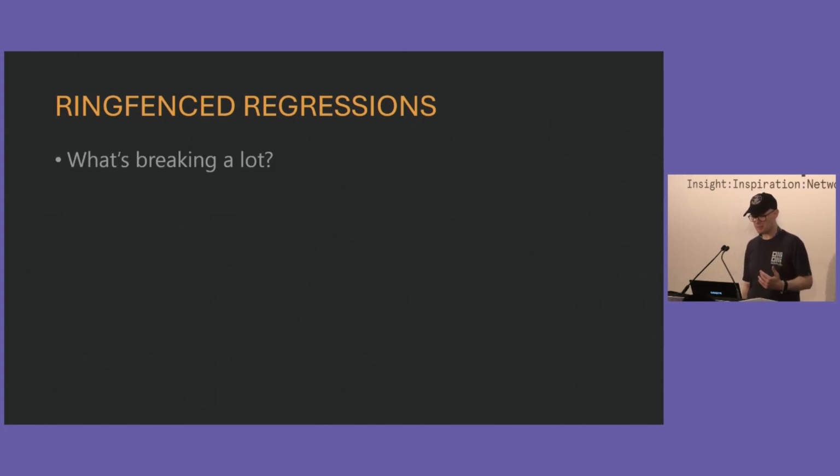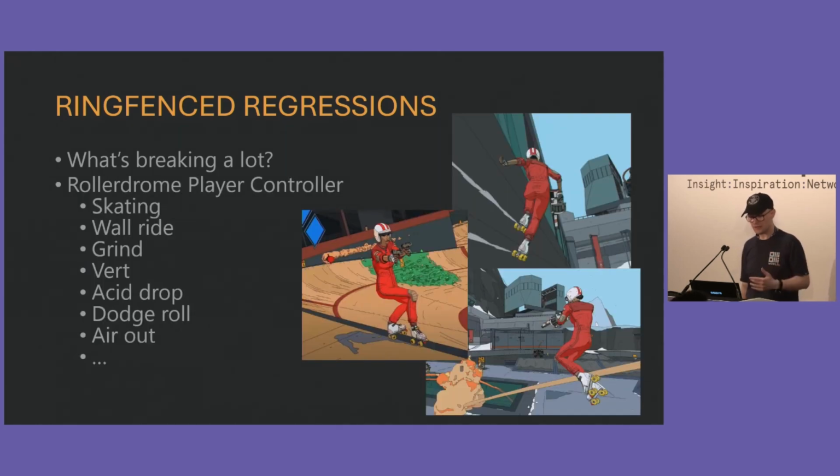And the answer for lots of people was the player controller. Remember I said this is Doom on skates, or Tony Hawk with guns. So there's lots of states here, lots of modal states the player can be in at any one time, and tons of transitions between them. You can go from a wall ride into an acid drop, or vert into a grind. Tons of different ways, different edge cases, different things that could happen. It was becoming increasingly hard to test all of these things when we were adding new features. We were breaking stuff all the time.